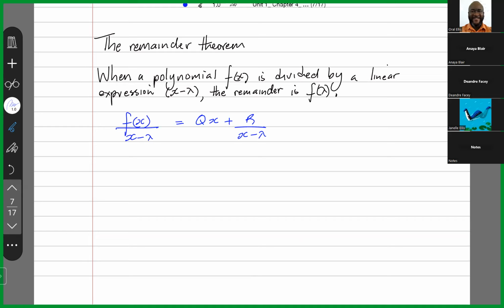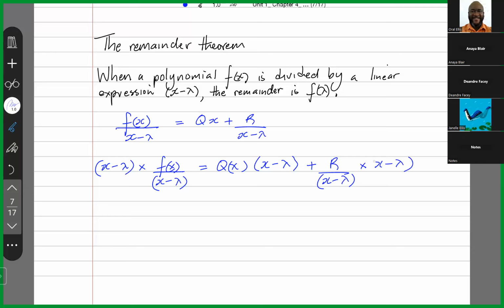Now, again, if I multiply both sides by x minus lambda, so I have x minus lambda multiplied by f of x over x minus lambda is equal to q of x multiplied by x minus lambda, because I'm multiplying the entire equation by x minus lambda, plus r over x minus lambda times x minus lambda. So of course, x minus lambda cancels x minus lambda here, and x minus lambda cancels x minus lambda over to the right as well. So now what I have is f of x is equal to q of x multiplied by x minus lambda plus some remainder.